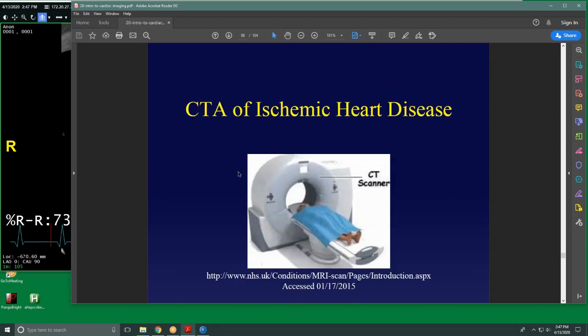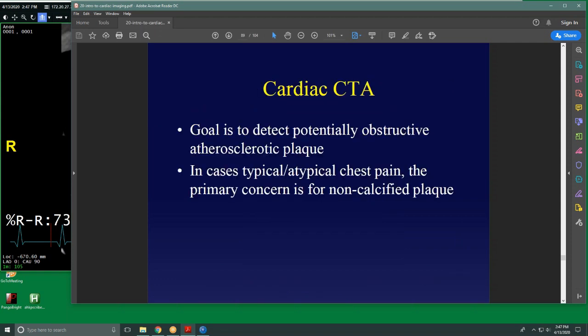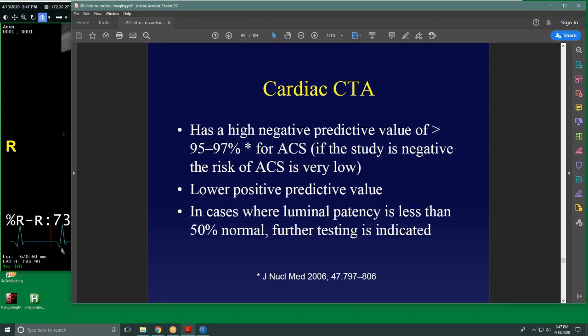And so CTA for ischemic heart disease has become more common. Part of the reason for that is that it has an extremely high negative predictive value. Now that's important to remember. The negative predictive value is what makes this such a strong technique. If you've got a low likelihood of disease, this is really good at saying somebody's normal. If they've got a normal coronary CTA, they basically don't have coronary artery disease. So that's what makes this so strong.